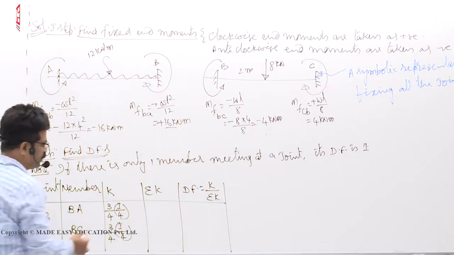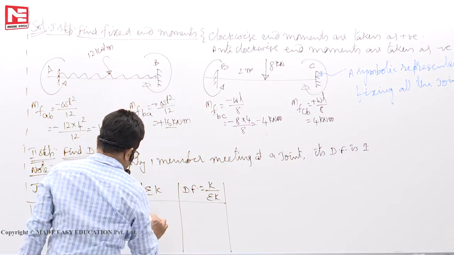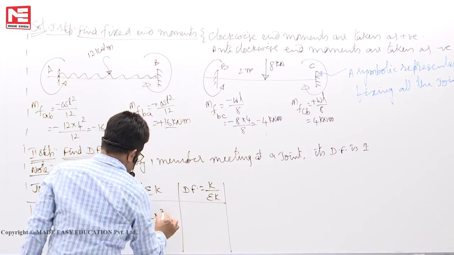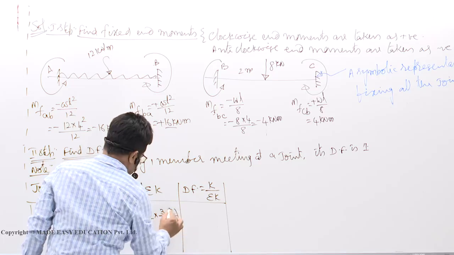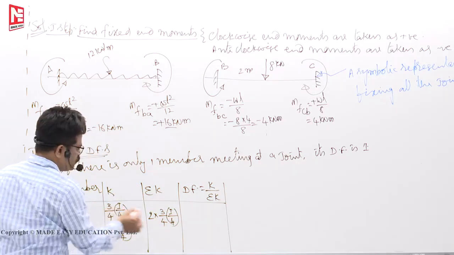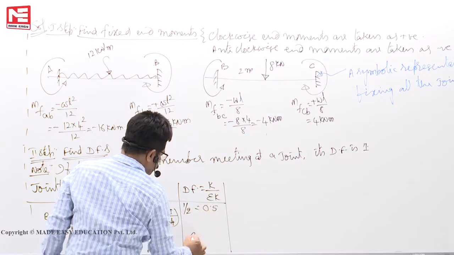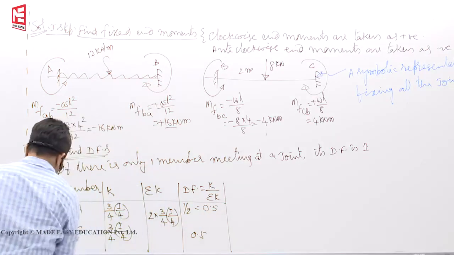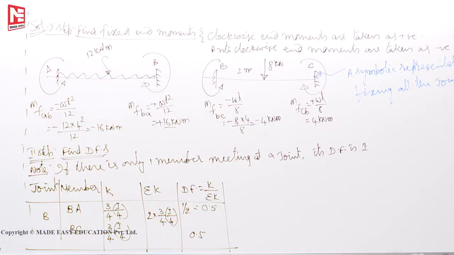L here is 4 meters. The summation is, how much will you get? 2 times 3 by 4 I by L. So 1 plus 1, this by this means 1 by 2, 0.5, 0.5. So in this case, by inspection we can find it. If not, this type of table we have to write. So the distribution factors we found.